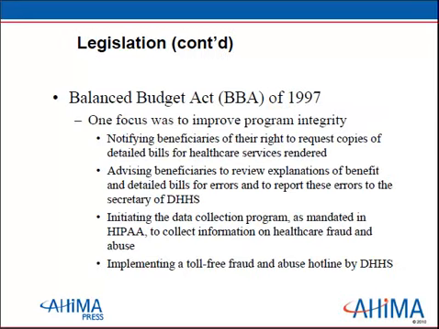The Balanced Budget Act of '97 was one act that was trying to improve program integrity. So notifying beneficiaries that they could request a copy of the bill for their health care services. Telling beneficiaries or patients that they should look at their EOB, make sure that they actually receive the services that were billed, and then of course a toll-free hotline for fraud and abuse.